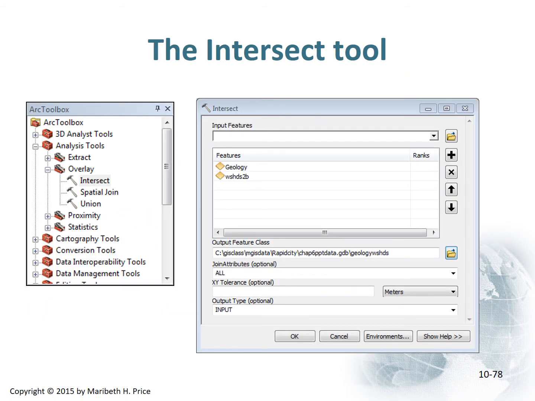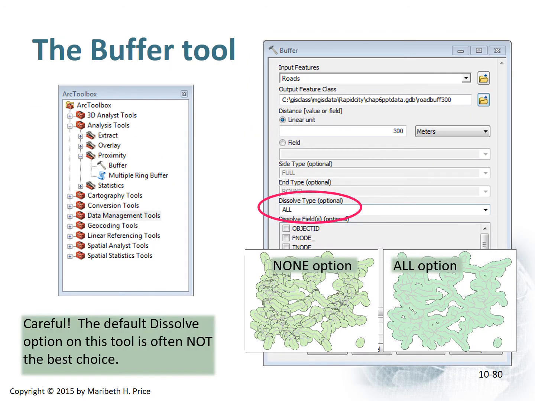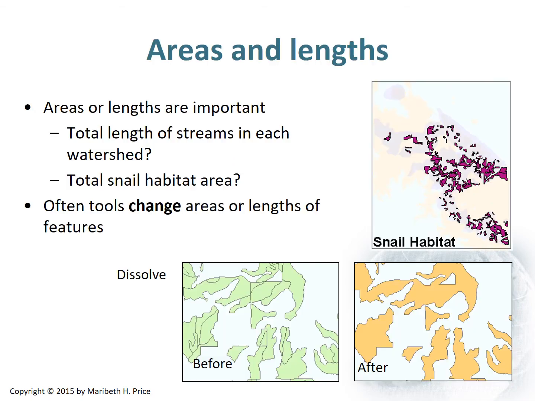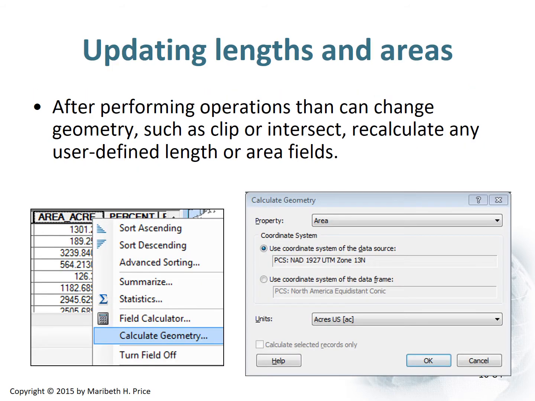The intersect tool looks like this. These were the dissolving tools, like the buffer tool. Areas of features, areas and lengths are important. Geodatabase Shape_Area and Shape_Length are automatically updated, but that is it, nothing else. No shapefiles update anything.